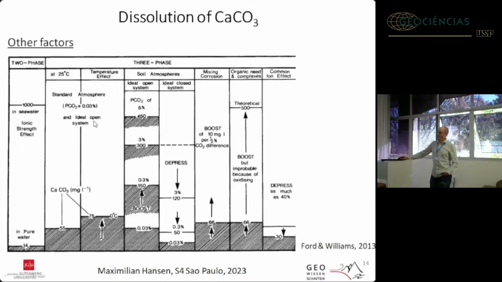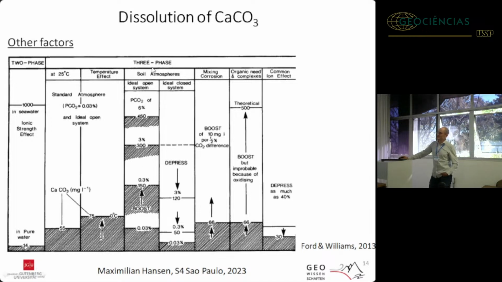from an ideal open system, with a PCO2 of, again, it's a bit of an old picture, just 300 ppm, or like 3,000 ppm, like 0.03% of CO2. So the capacity to dissolve calcium carbonate would be 55 milligrams per liter at 25 degrees, and when you change the temperature, the capacity to dissolve calcium carbonate will increase. And this is what I basically talked about before.